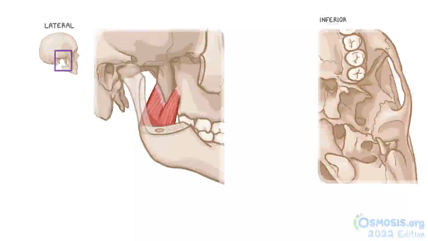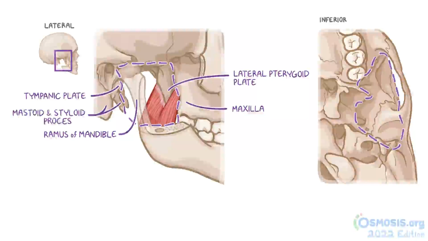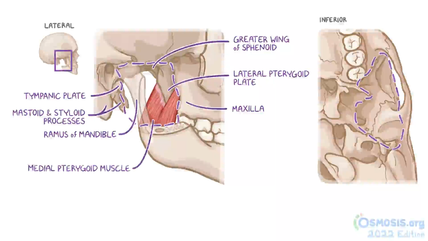More specifically, the fossa is bounded laterally by the ramus of the mandible, medially by the lateral pterygoid plate, anteriorly by the posterior surface of the maxilla, posteriorly by the tympanic plate and the temporal bone's mastoid and styloid processes, superiorly by the inferior surface of the greater wing of the sphenoid, and inferiorly by the attachment of the medial pterygoid muscle close to the angle of the mandible.